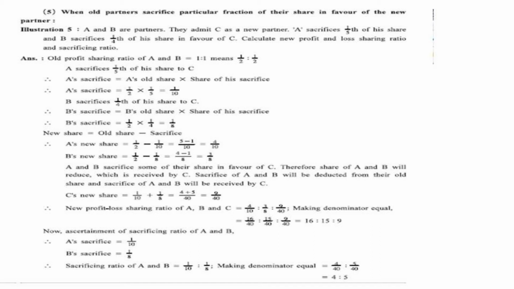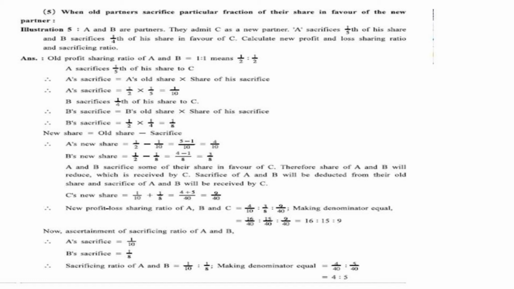1 ones are 1 and 2 4s are 8. So new share is equal to old share minus sacrifice. A's new share is equal to 1/2 minus, old share is given 1/2 and sacrifice we found out 1/10. So 1/2 minus 1/10. In denominator 2 and 10 is there. So LCM is 10. So 1/2 multiply with numerator and denominator with 5. Then we get 5/10. So 5/10 minus 1/10 is equal to 4/10.